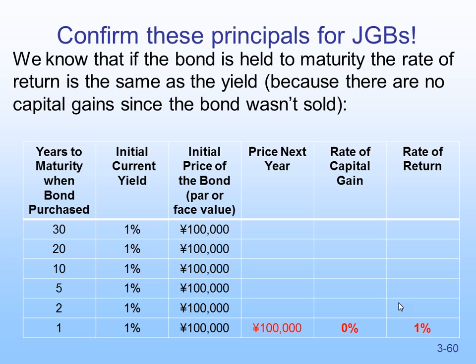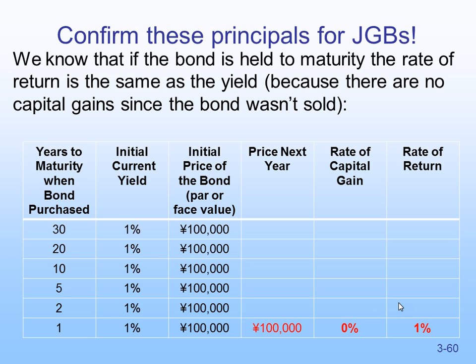Let's see. Current price, par value. It gives you current yield. I don't know if you guys can do this. You might be able to calculate it. I need to give you part of the answer probably. Yeah, you'd need to do this maybe with the... Okay, let me give you the first column.